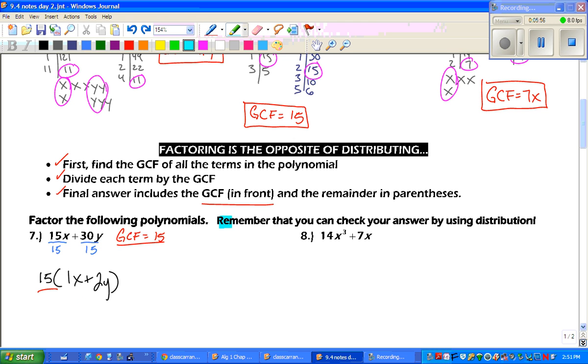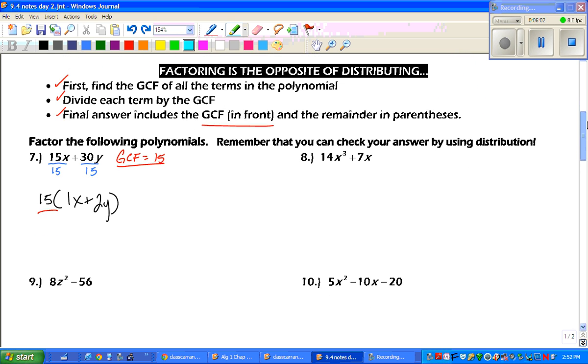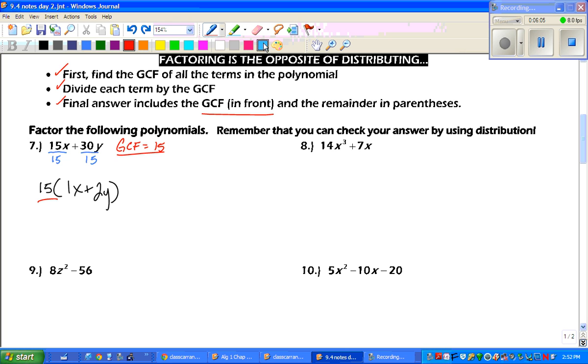Now, the cool thing about this is you can check by distributing. So we're just going to go ahead and check. 15 times 1x is 15x. 15 times 2 is 30y. And if you look, that's what we got. Okay? So our answer would be 15 times the quantity x plus 2y. And there you go.